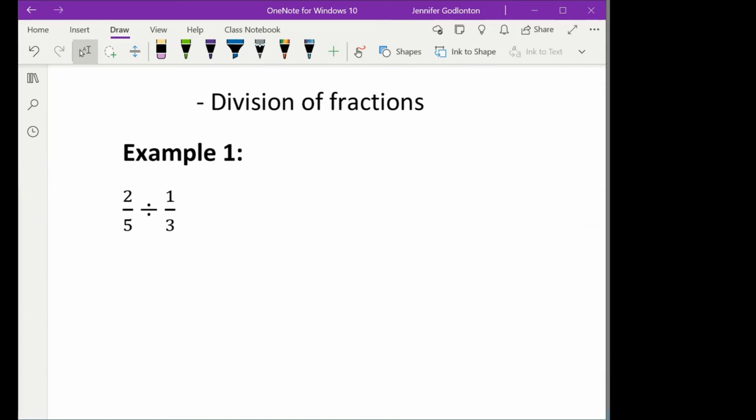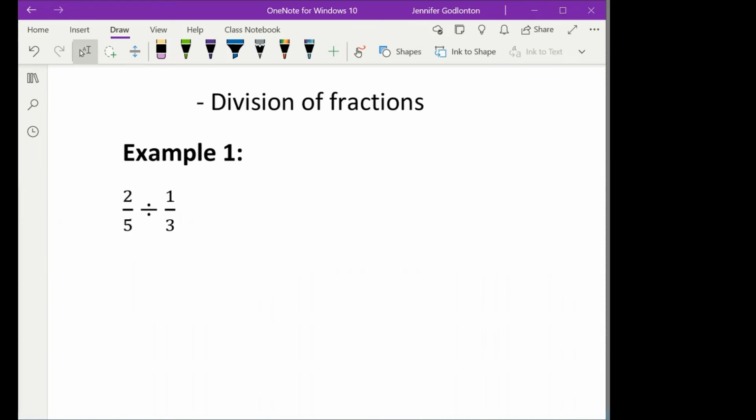Does anyone think they can tell me what I have to do when I'm dividing a fraction? I do have to multiply. I just have to do something before I can multiply. Pinky, what do I have to do? You have to flip the other fraction around. I have to flip it around.